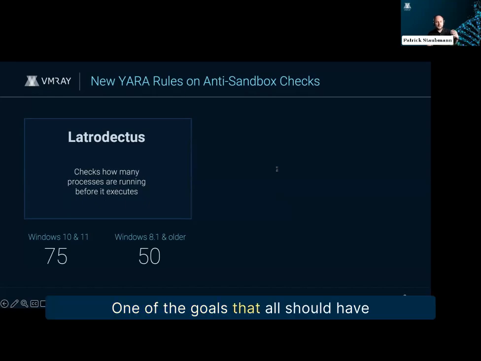One of the goals that all should have in common is trying to make it look like a real world environment, used by a real user. And that's, of course, also the reason, and I think Latrodectus really highlights that as well, how important it is to mimic this environment. And of course, the more background processes you have running, the more legitimate it looks. And that's, of course, also what we do. And the nice thing on top of that is that we are also trying to catch this sort of behavior with YARA signatures. Even though YARA is a signature, you can still try to match on patterns and code patterns to find this sort of logic.